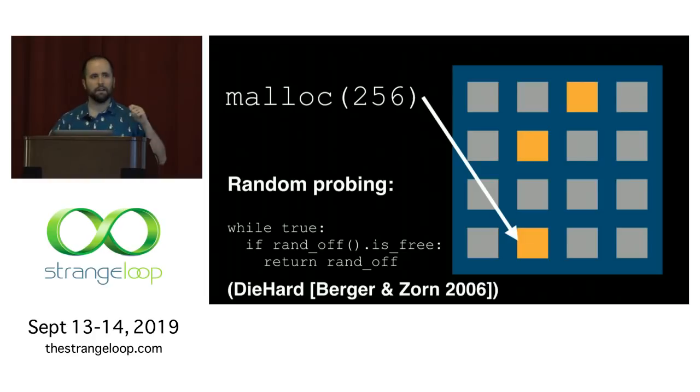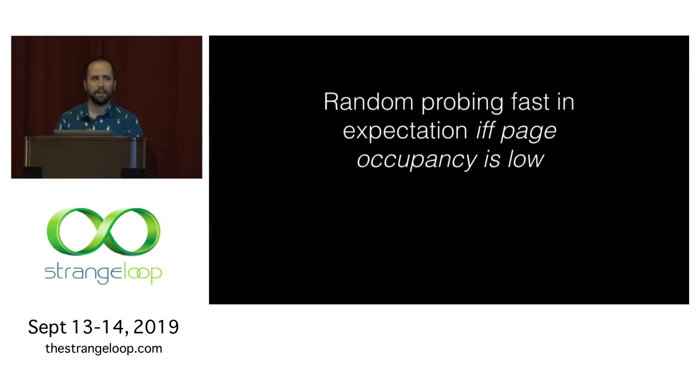DieHard, a memory allocator to probabilistically let programs continue executing in the face of memory errors, did exactly this. This is how DieHard did randomized allocation. This while loop in your memory allocator may sound suspicious, but in expectation, as long as occupancy is low on these pages, we expect to only go through this loop once, twice, maybe 3 times, as long as we keep page occupancy low. And this is what DieHard did.